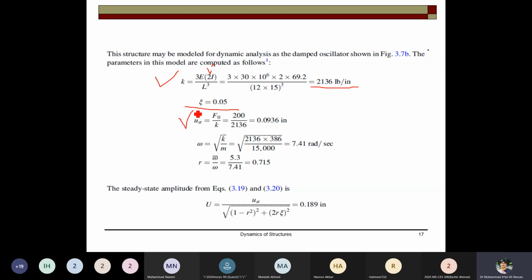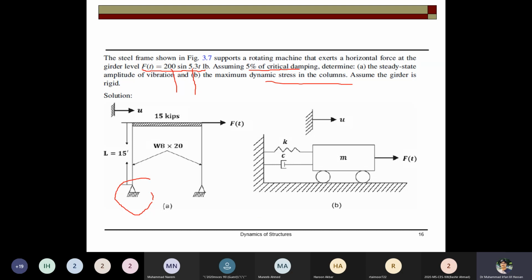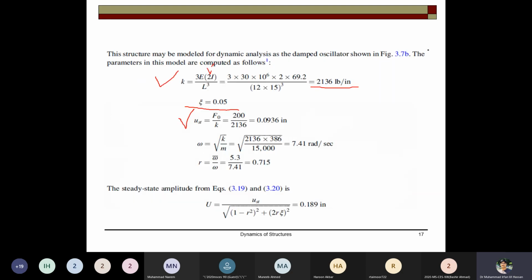Now the static deflection आप निकालेंगे F naught over K. F naught is 200, from where you see that this is the applied load, so F naught, 200, divided by the stiffness, you get the UST. From there you can get the natural period of vibration, omega equals root of K over M, and then you get the frequency ratio. This is denoted by beta in the handouts, but it is R in the book. So omega bar is the frequency.